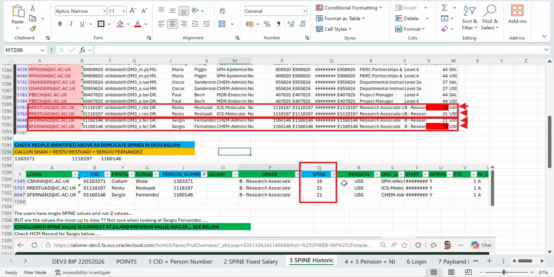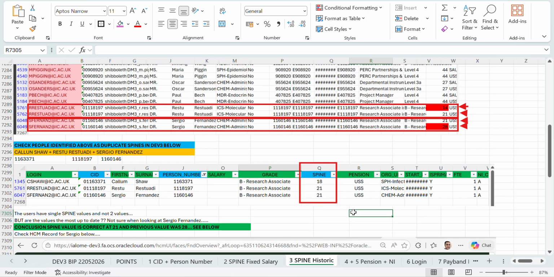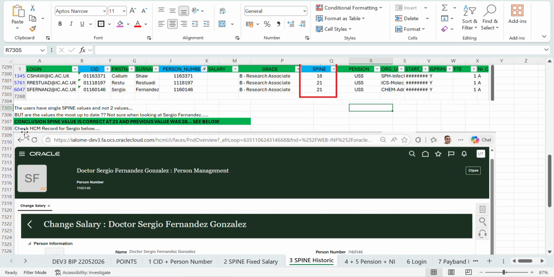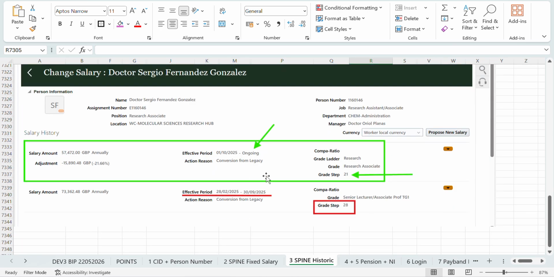I saw a value when I ran the report now, which just shows me Fernandez has got a spine of 21. And when I looked at, I'll call it a bad report from another place, not DEV3, I saw 21 and 28. And I thought, well, maybe that's wrong. Maybe it should be 28, not 21. So I did a spot check on the individual record. And I can see here he used to have 28, now has got 21. So it's fine. It's not an issue.